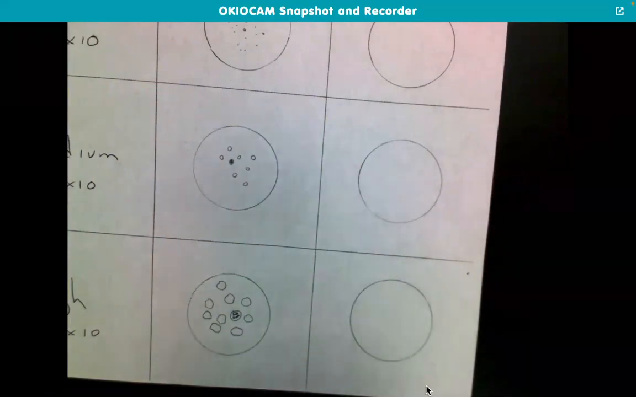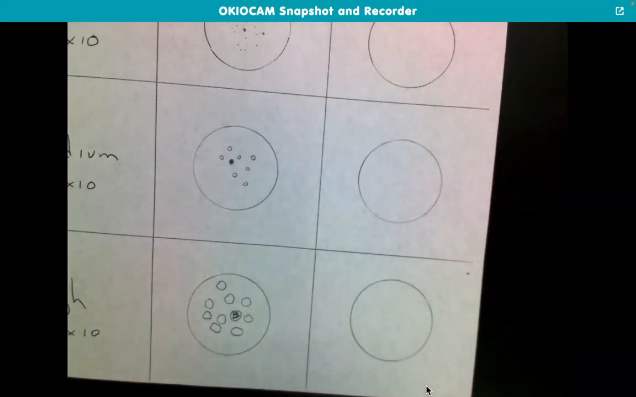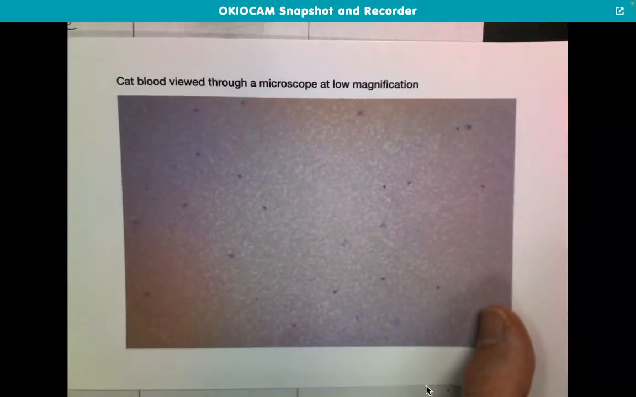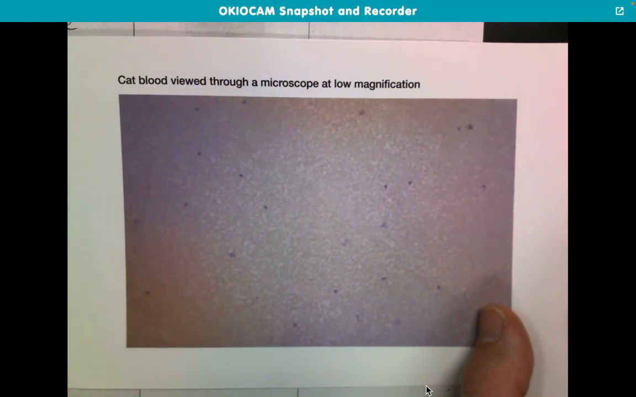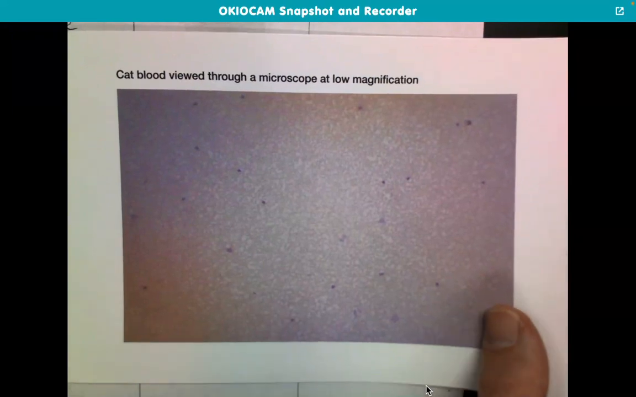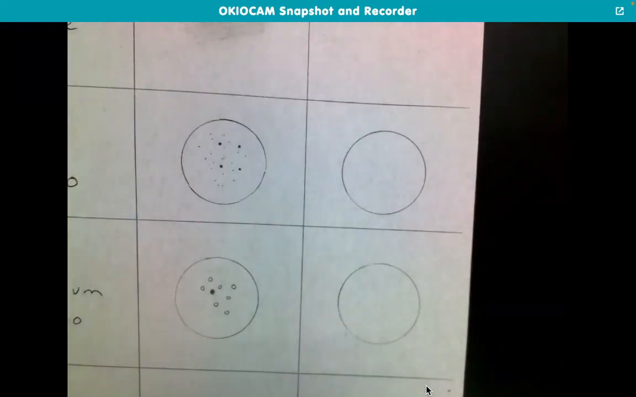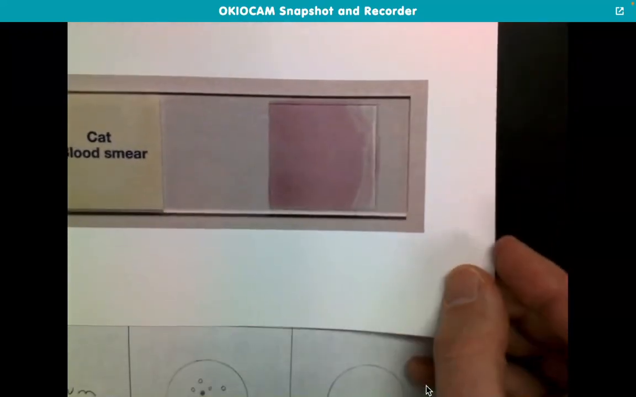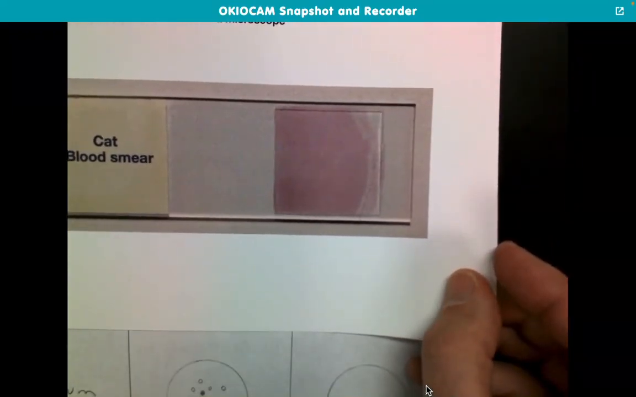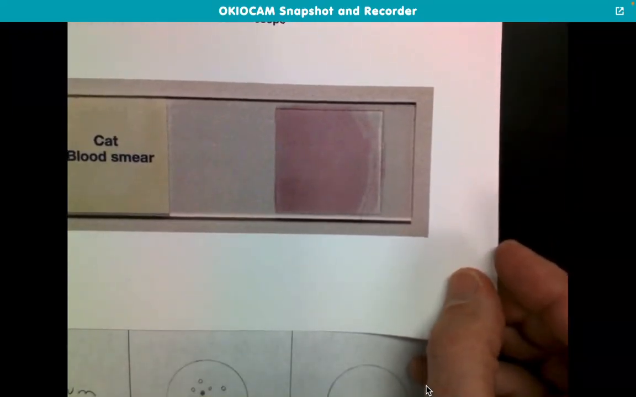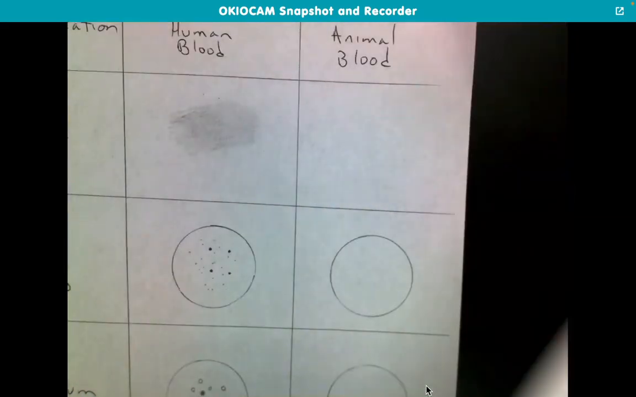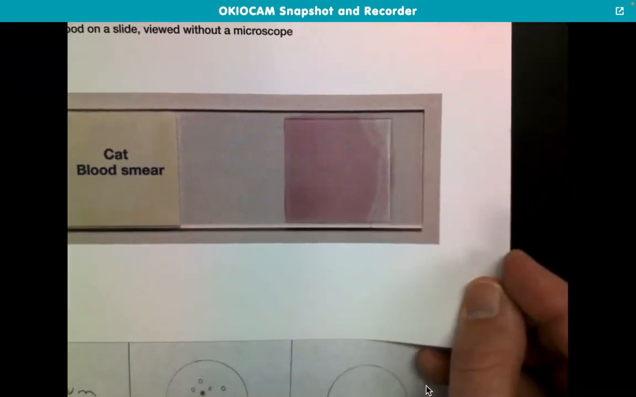Our next one is the low magnification for cat blood. We agreed to do the same thing we did for human, just the stippling with the pencil and then coloring in a couple that were darker. So you can pause that here. And then finally, we did our cat blood smear, which looks like the human blood smear. So you're probably going to do the same technique again with just the shading. Okay, so I'll pause that there if you want to hold it.